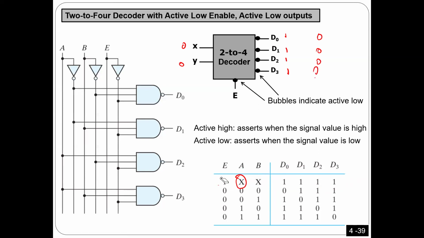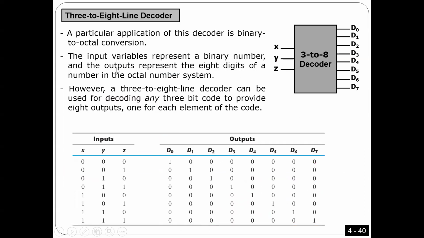Now if you look at this part here, because the enable is 0, it's going to work normally. It's enabled. So now if the input is 0, this output is 0 and everything else is 1s. If it is number 1, then D1 is 0, everyone else is 1, and so on. Any questions?